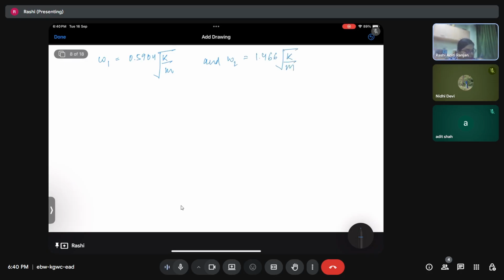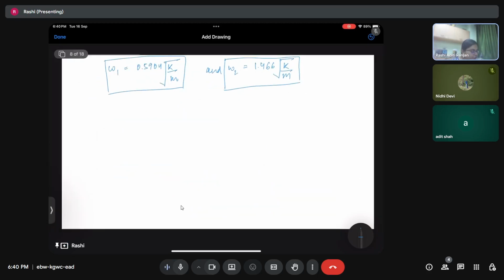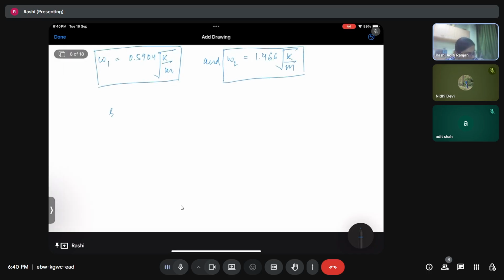These are the frequencies that we were supposed to find out in the question, right? So in the question, we were supposed to find out the natural frequencies, which we have computed over here, and the mode shapes. So again, the way of finding out the mode shapes is R1, which is x1 by θ1, equal to minus 4mL²ω1² plus 2kL² divided by minus of kL.